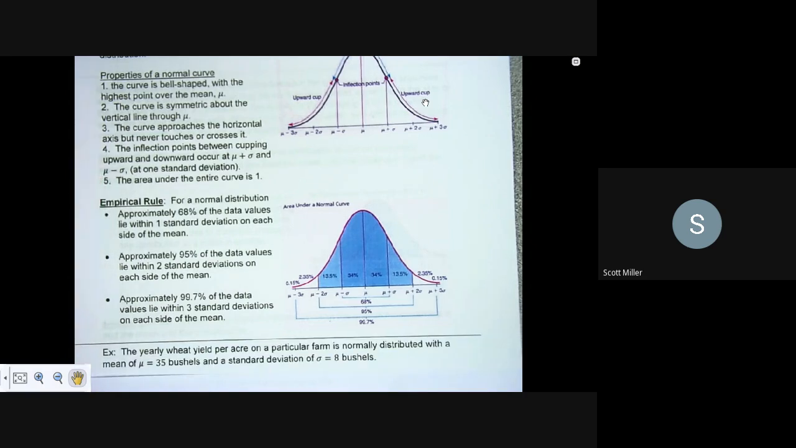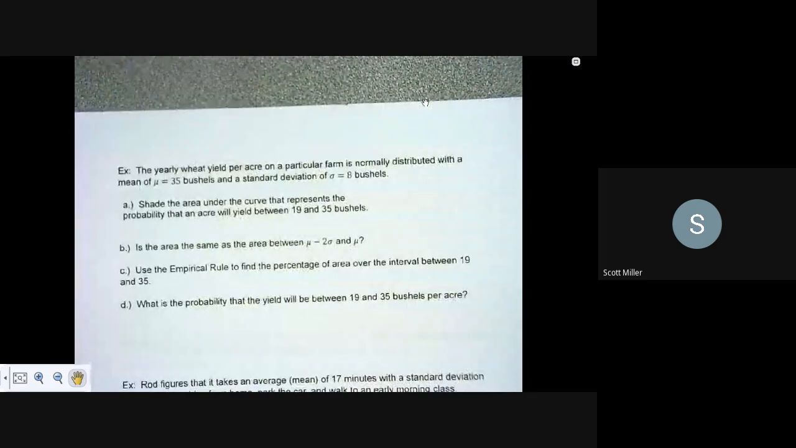And so here's an example we're going to look at right now. All right, so I have the one I can write on right here. The yearly wheat yield per acre on a particular farm is normally distributed with a mean of 35 and a standard deviation of 8. Shade the area under the curve that represents the probability that an acre will yield between 19 and 35 bushels.